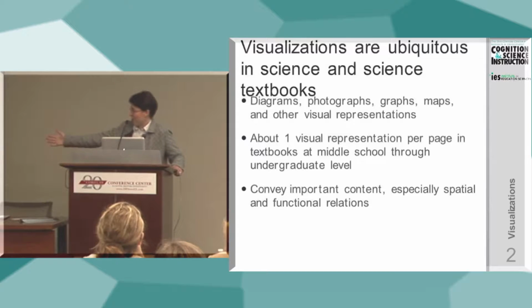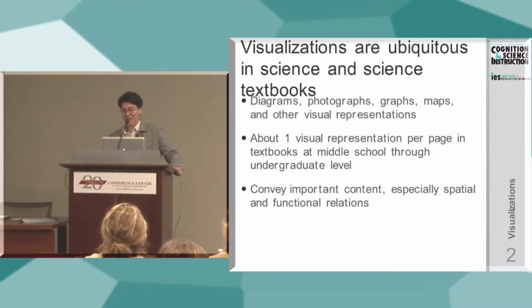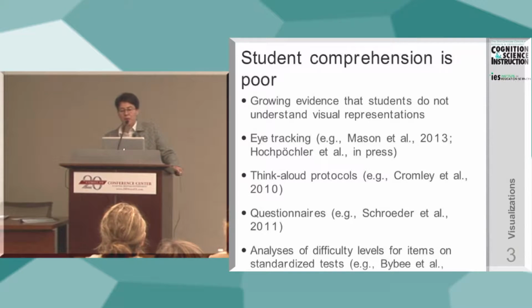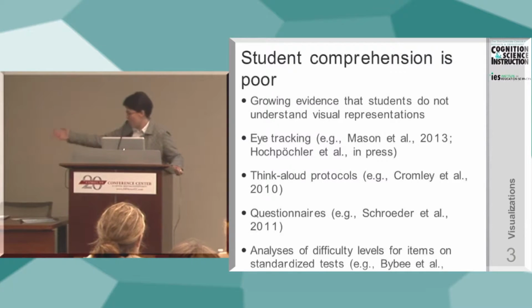But as the other two presenters have said before, these visual representations convey really important content, especially spatial relations and functional relations. So they are not just pretty pictures on the page. But surprisingly, student comprehension of these representations is poor, and you have heard that from these folks as well. But there is just an increasing and really accelerating body of evidence that students don't understand these visual representations.